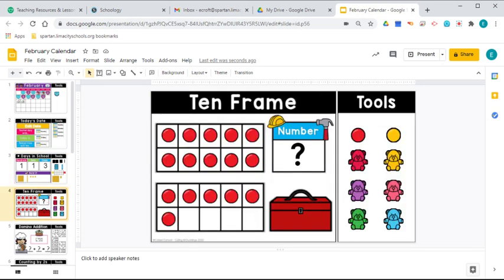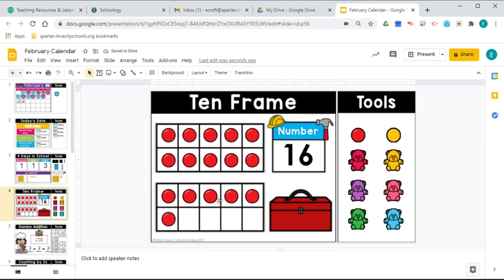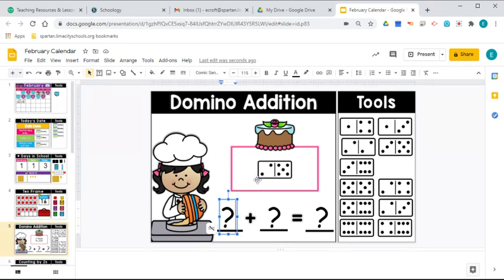Checking out our mystery number, looking at our 10 frames, we see that we have one that's completely full, and then we have one that has some extra ones in it. So let's go ahead and do what we know about place value. We have a 1 in the tens place, and then we have 6 extra ones. So we have a 6 in the ones place. And that means that when we look at these two 10 frames, they represent the number 16.